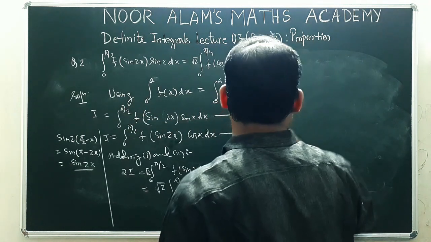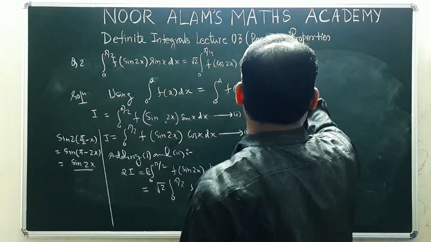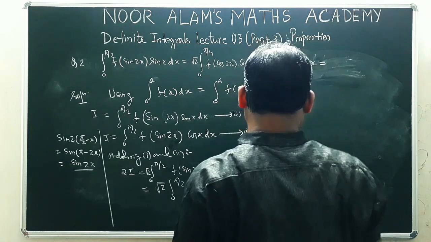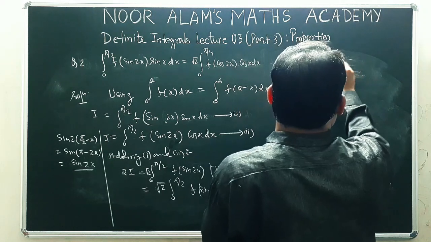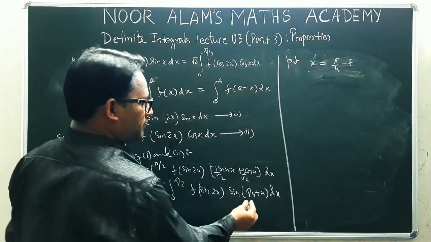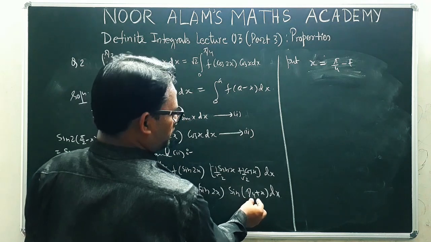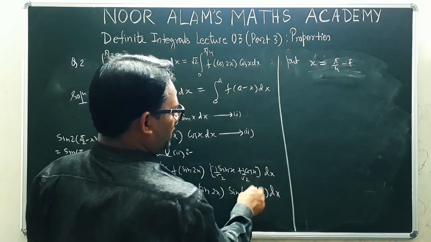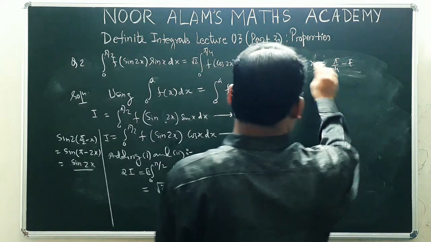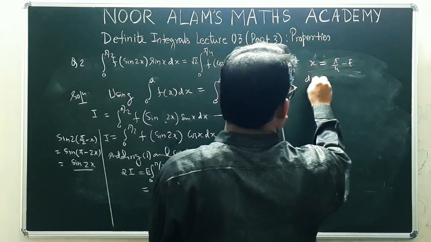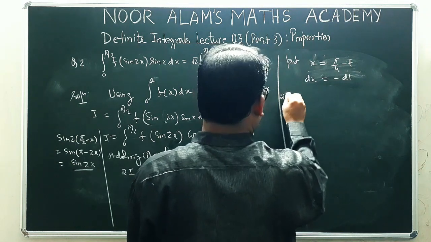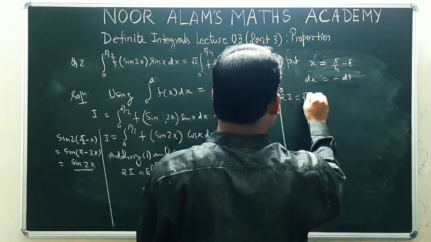Now I am substituting this part: put x equal to, suppose, pi by 4 minus t. If we substitute this value of x, what will happen? We have pi by 4 plus pi by 4, that is pi by 2. So pi by 2 minus t, then sine will convert to cos. Therefore pi by 4 minus t is what we suppose for the value of x. Now dx will become minus dt. So now we can write 2I value is equal to root 2.